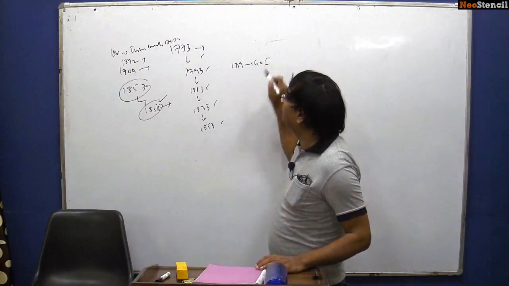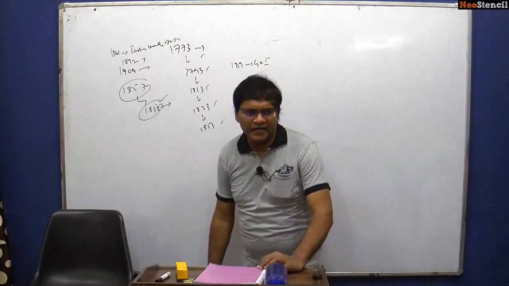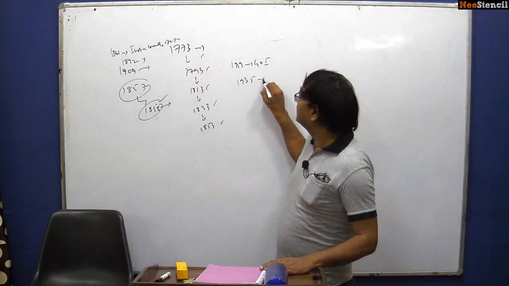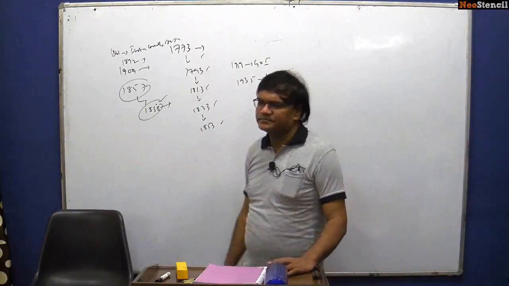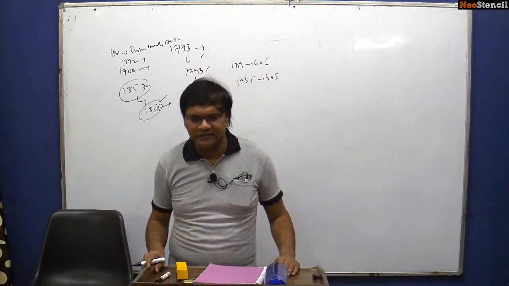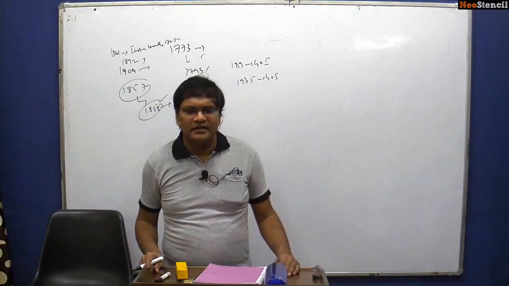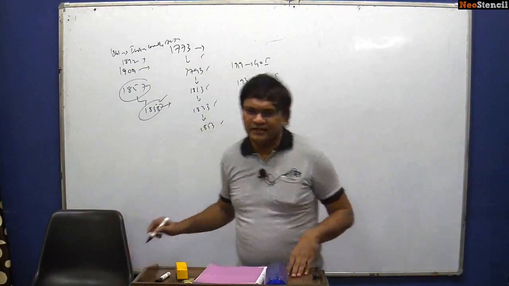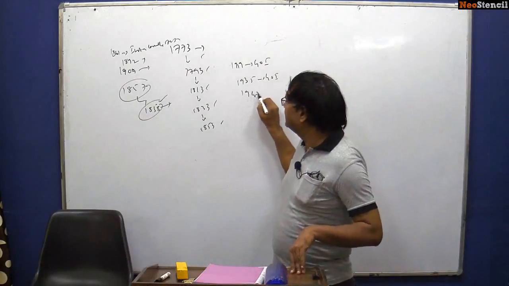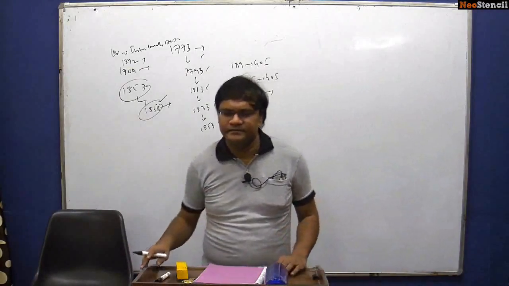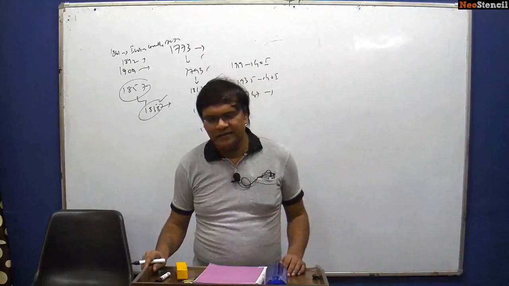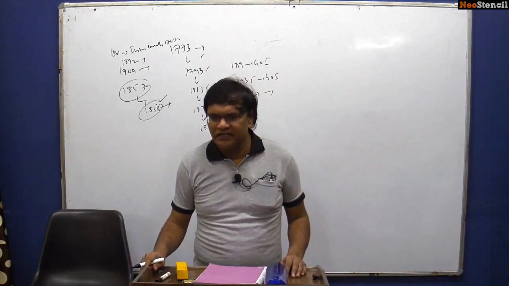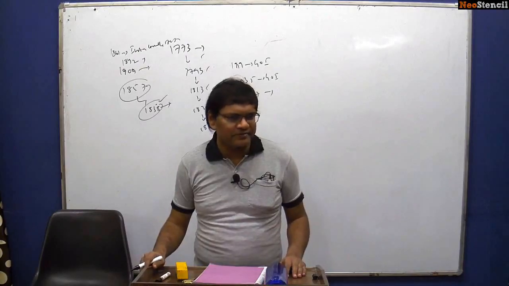Then 1919 Government of India Act. And later, 1935 Government of India Act. And finally, last but not the least, 1947 Indian Independence Act. Finally, the Indian Independence Act was passed by the British Parliament.